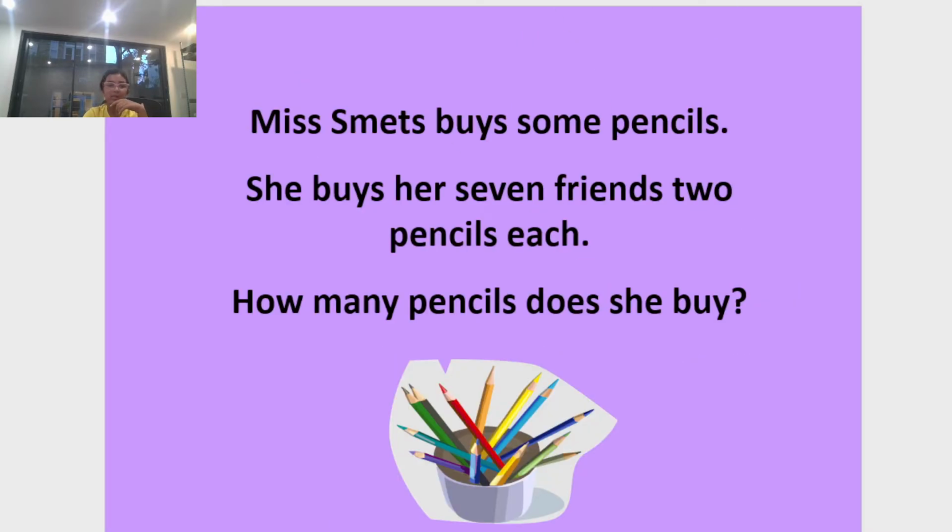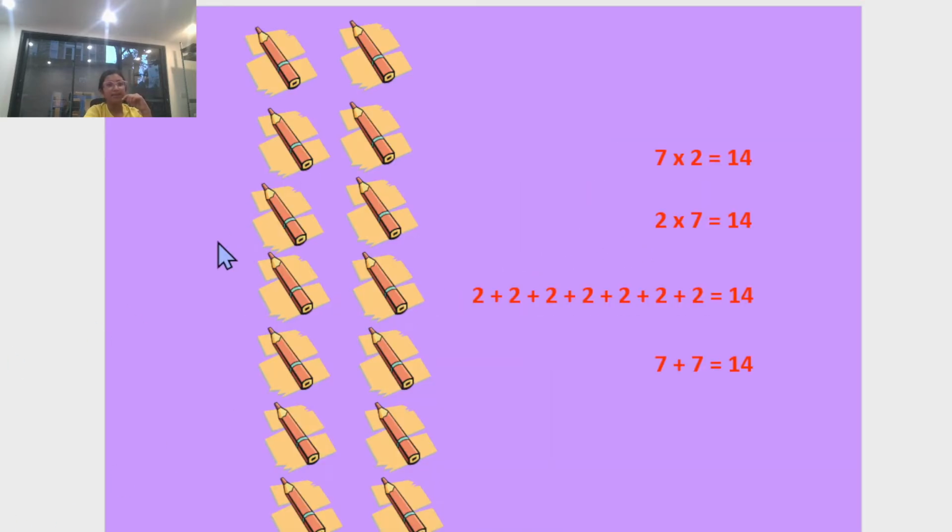I think this is our last one. Mrs. Snets buys some pencils. She buys 7 friends 2 pencils each. Oh, all of these people are so generous. How many pencils should she buy? So, she buys 7 friends 2 pencils each. Meaning, 7 times 2 is 14, and 2 times 7 is 14. In other words, 1, 2, 3, 4, 5, 6, 7, and 1, and 2. There you have your answer. But 2 plus 2 plus 2 plus 2 plus 2 plus 2 plus 2. In other words, grouping them together, 7 plus 7.